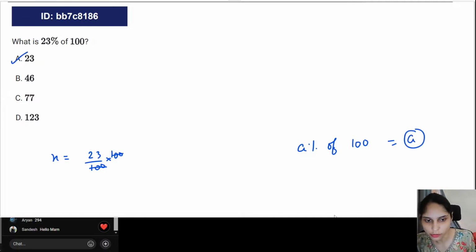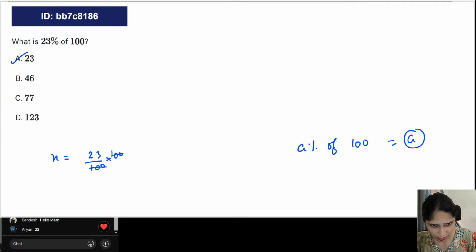You don't even need to solve it. For example, if they're asking for any percentage of 50, then you have to multiply it by 2 to get the number, no, divide it by 2. To get the number, you have to divide it by 2. To get the percentage, you have to multiply it by 2. All right?